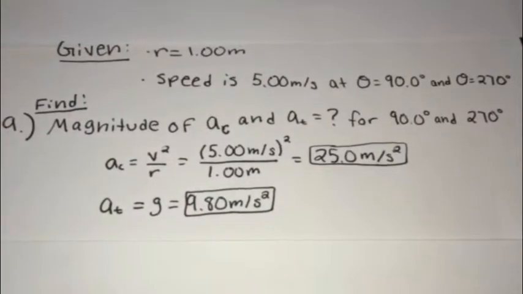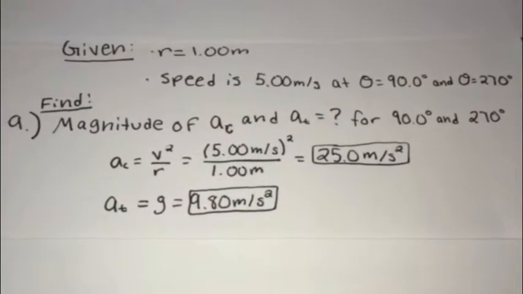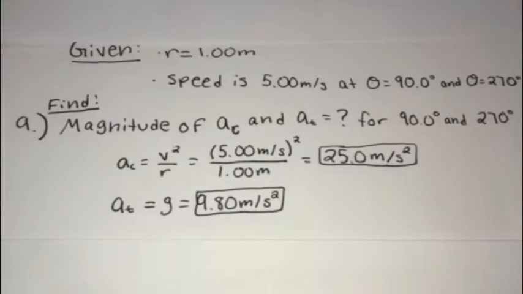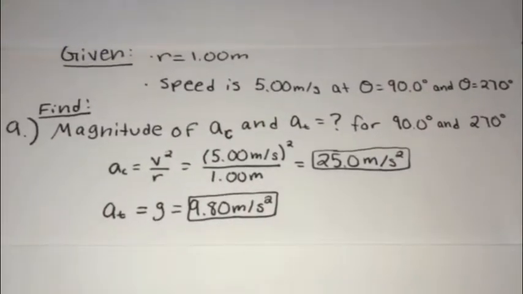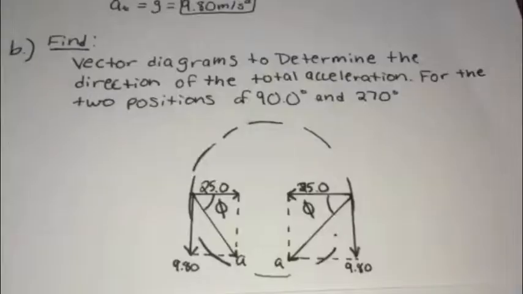And now to find AT, the tangential acceleration, that just equals gravity, or 9.80 meters per second squared.